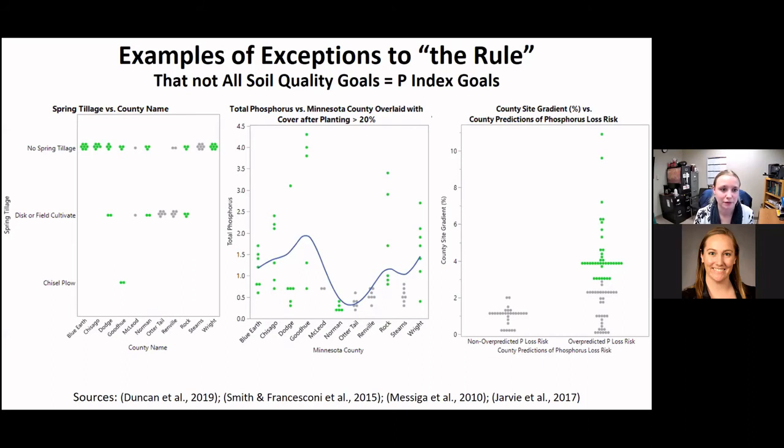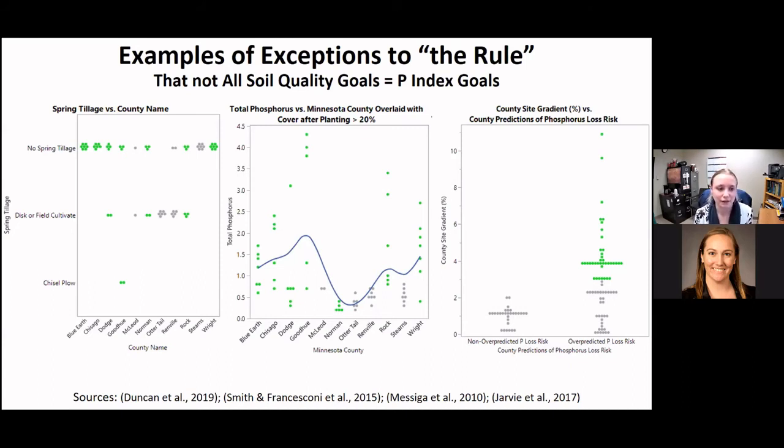Looking here at the middle figure with the total phosphorus graph with Minnesota County overlaid with cover after planting greater than 20%. I think that when cover after planting is put into the model as greater than 20%, that could skew some of the data. But theories aside, we see that some of those overpredicted data sites are showing up in an interesting way. We see this line moving across those highly predicted sites for total phosphorus based on the cover after planting over 20%. So maybe if that's inputted into the model, that could be overpredicting our P-loss risk.